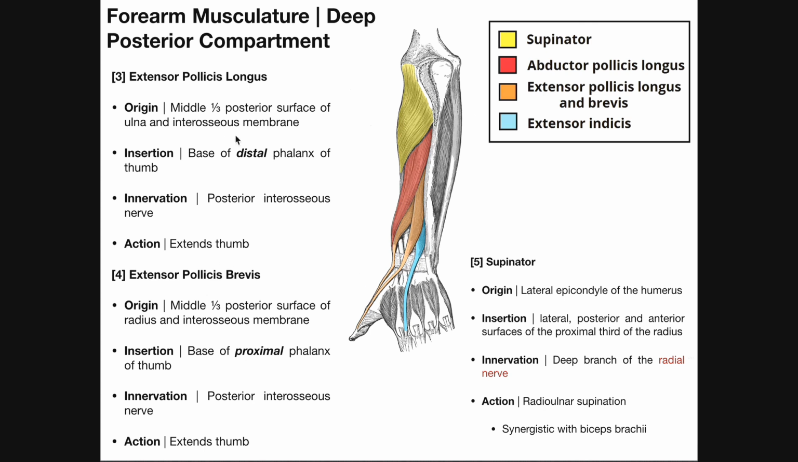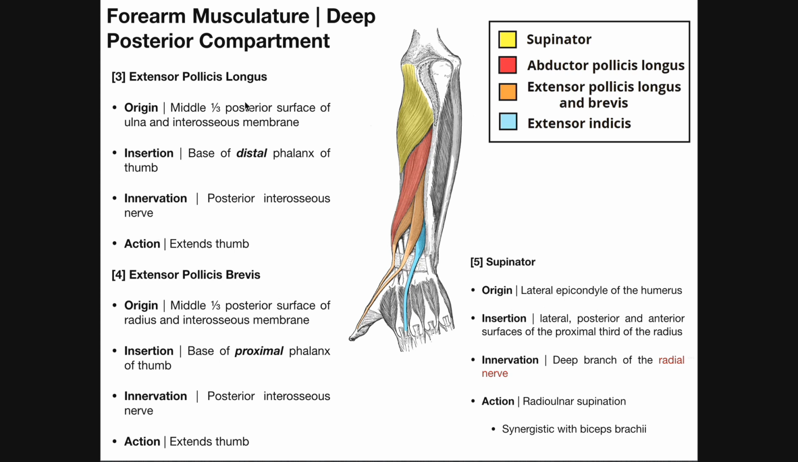Hopefully that makes sense. The last muscle here is going to be one that we've already talked about in previous videos, but again, it's in the deep posterior compartment, so we'll talk about it here. That is the supinator muscle. This muscle does not cross the wrist. Okay, it exists all the way up here near the elbow joint. Its origin is going to be the lateral epicondyle of the humerus.